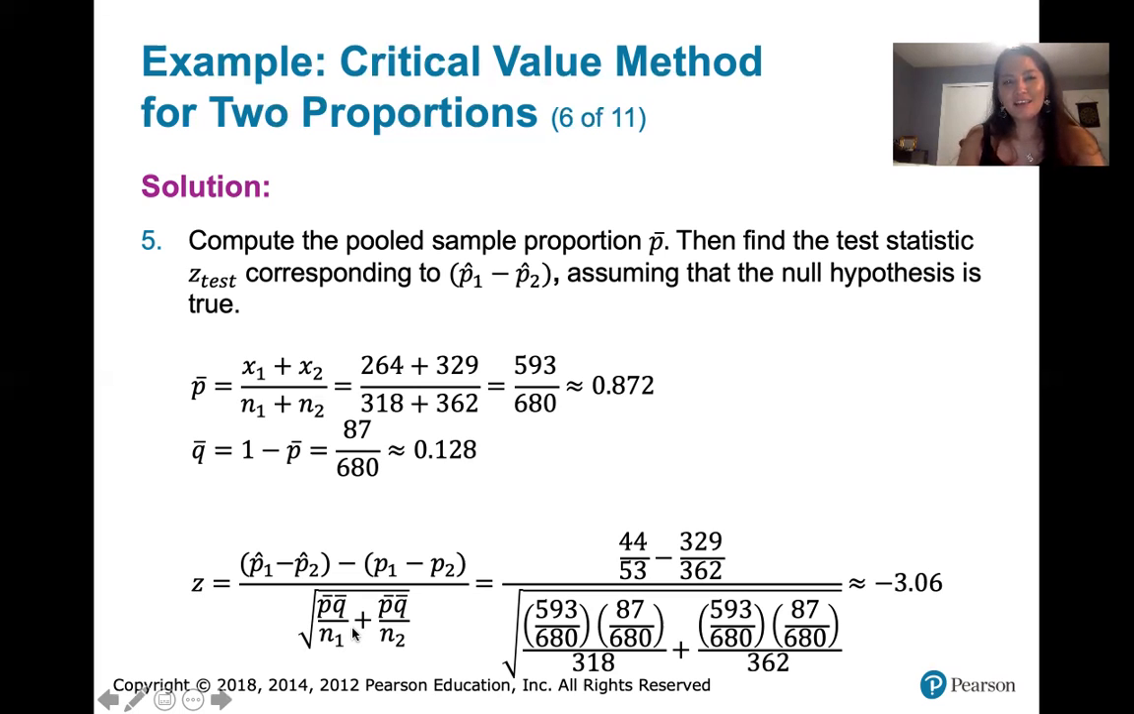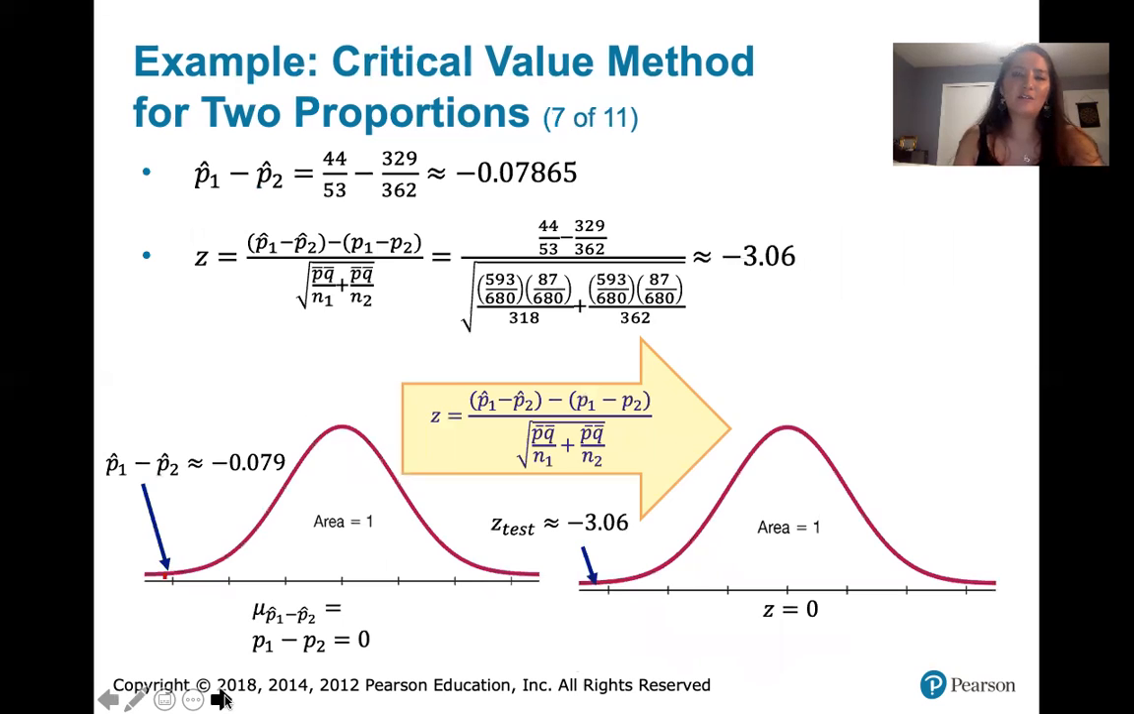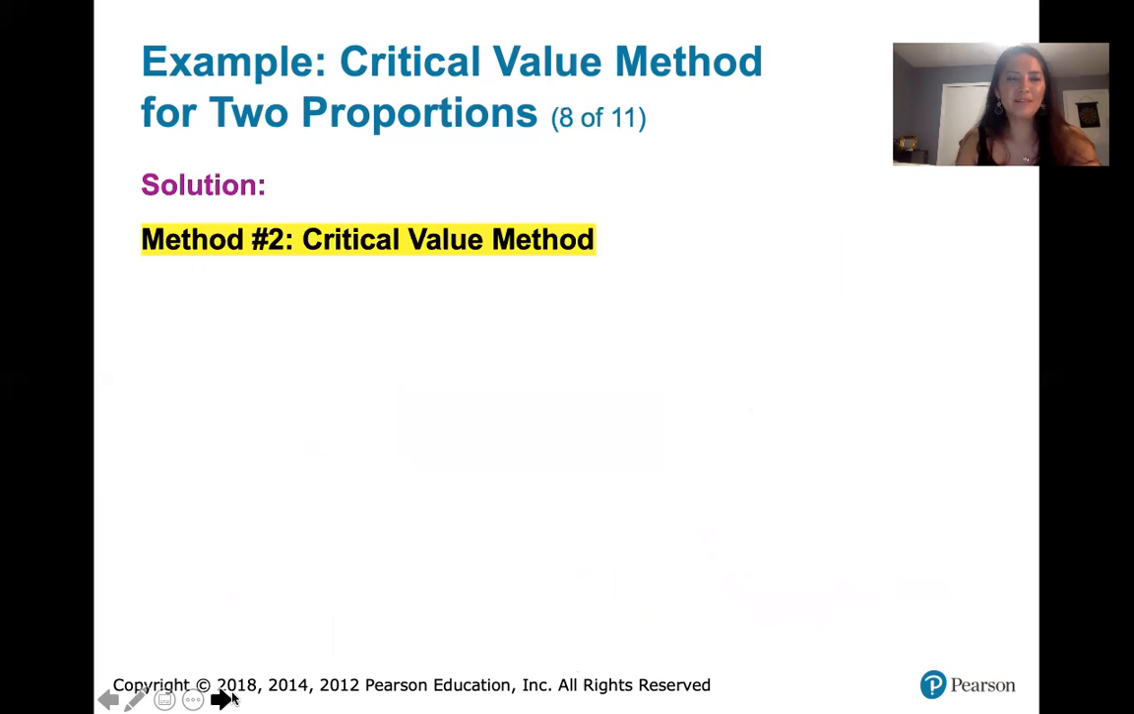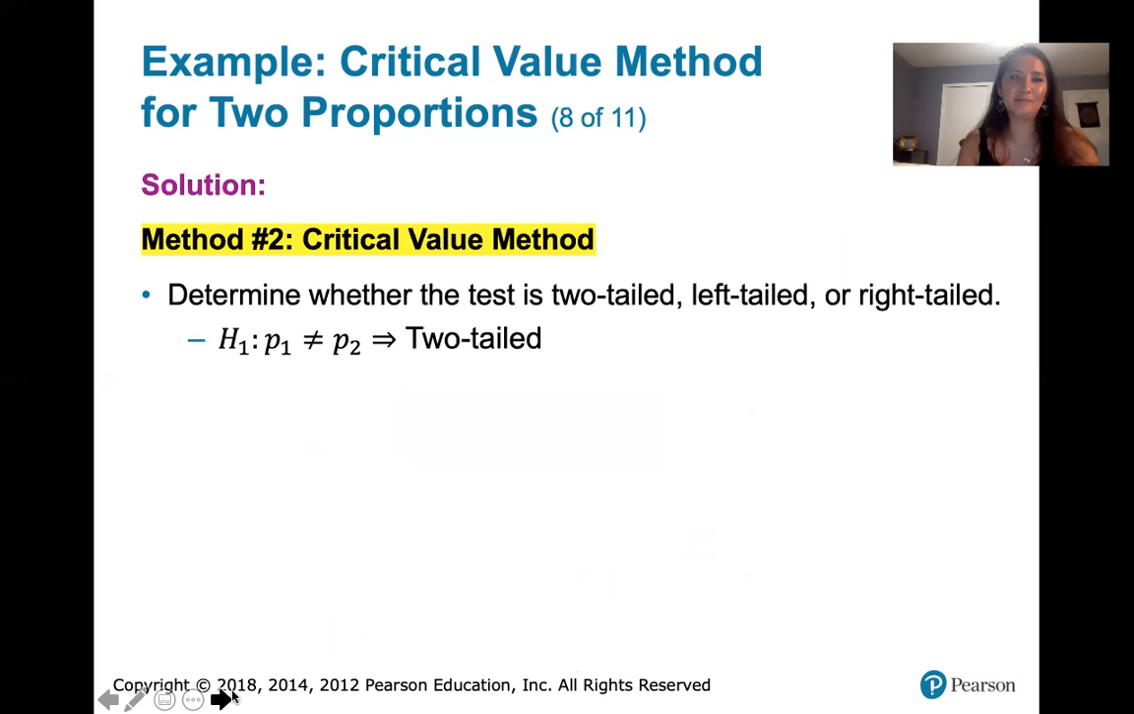now, not using p-values, but critical values. So this is where the critical value method and the p-value method diverge. Oh, and this slide is just showing you that we're going from the sampling distribution of P1 hat minus P2 hat to the standard normal distribution for Z. But this P1 hat minus P2 hat corresponds to this test statistic Z equals approximately negative 3.06. Okay, so now we want to go to the critical value method.